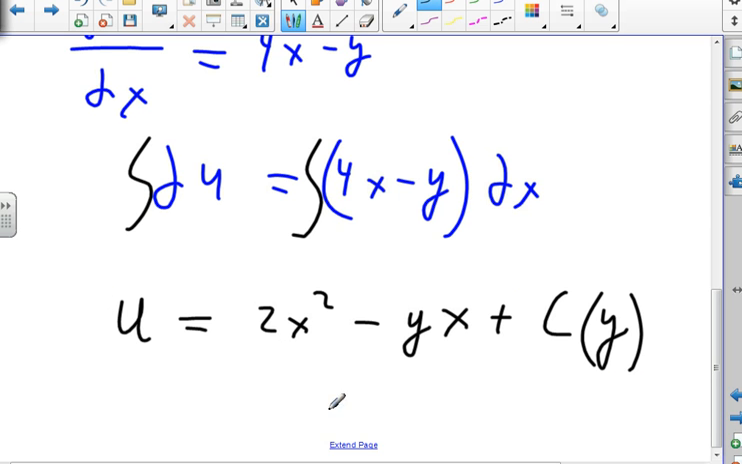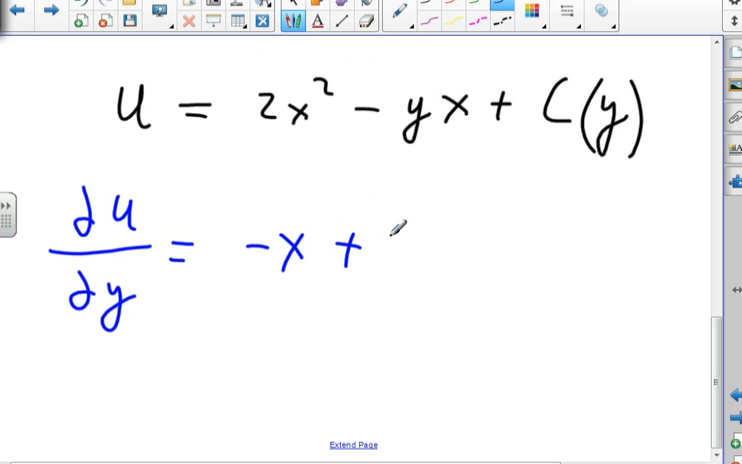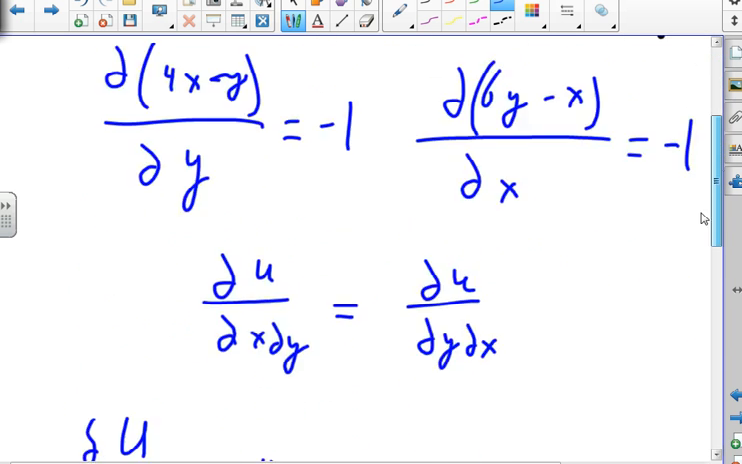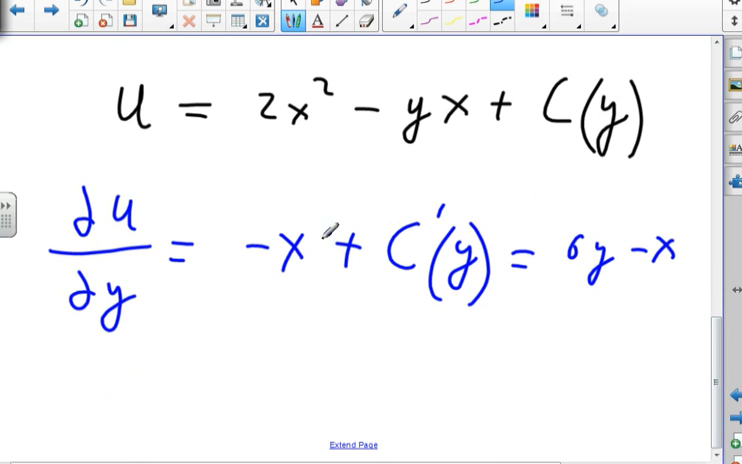Okay. Now, I'm going to take this and say, what is the partial of u with respect to y? So that term goes away. This becomes minus x plus the derivative of the constant. Well, what is that equal to? That has to be equal to the N term, 6y minus x. Well, I've got a minus x on both sides, so the derivative of c, the constant in y only, has to be 6y.